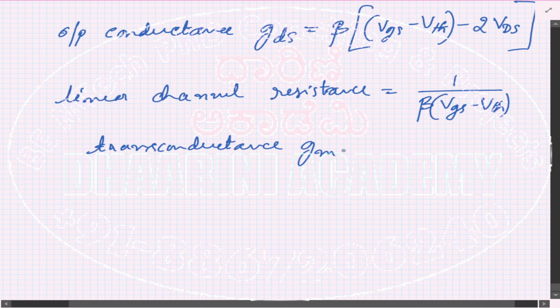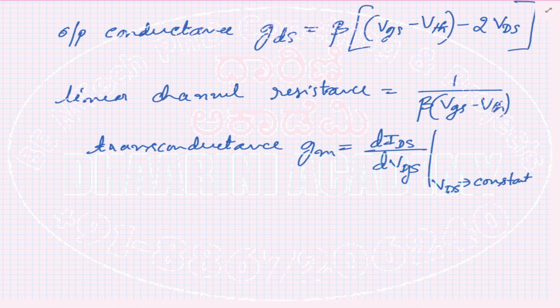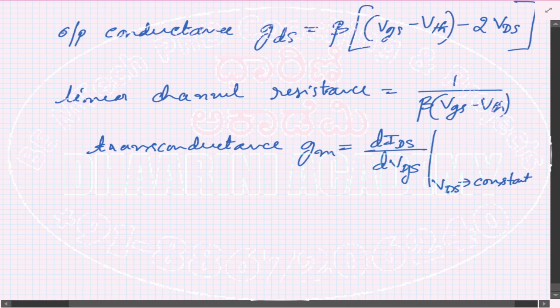So transconductance is gm, which you can see in the model. This is the rate of change of IDS with respect to VGS, that is dIDS by dVGS, at a constant value of VDS. VGS at VDS being a constant. That's what this is. Right, so these are the different equations which we can use to calculate the different values corresponding to the transistors.